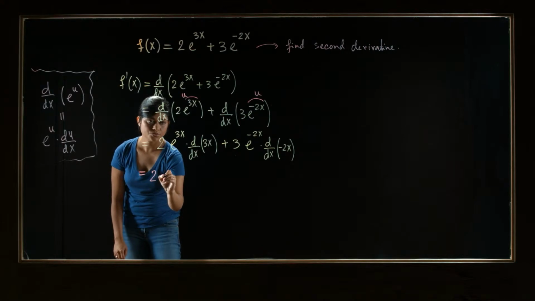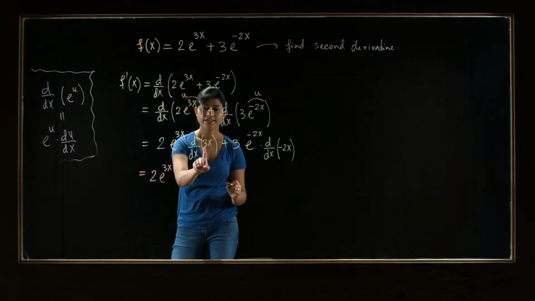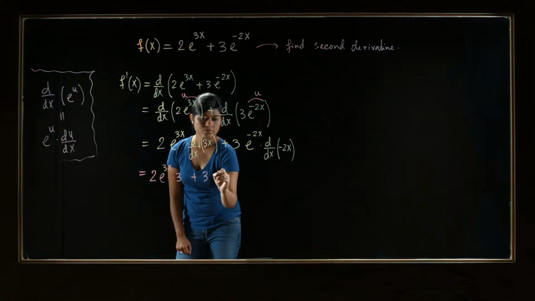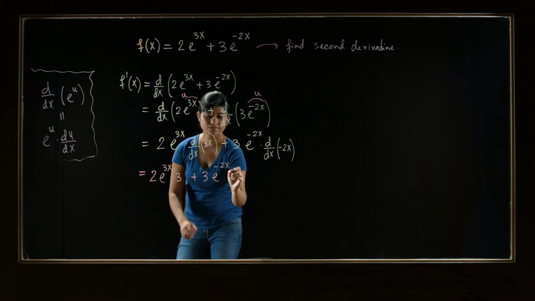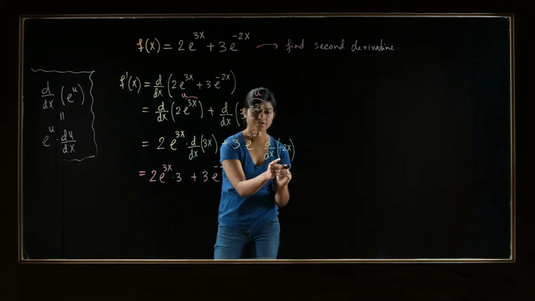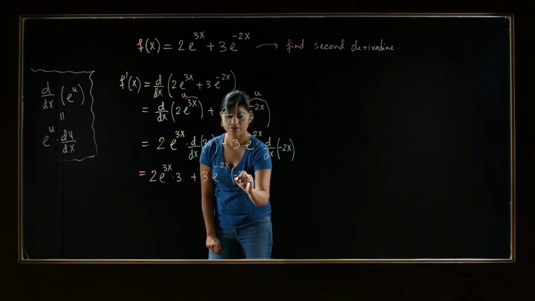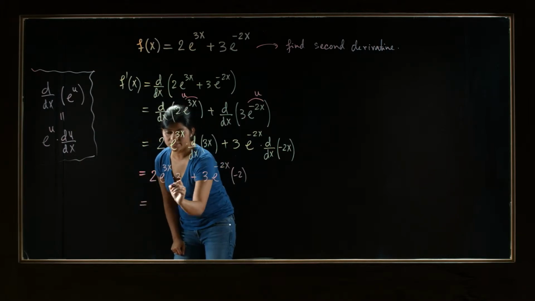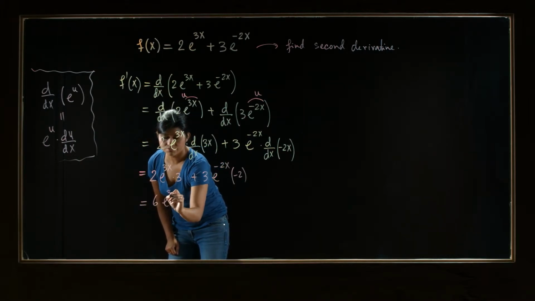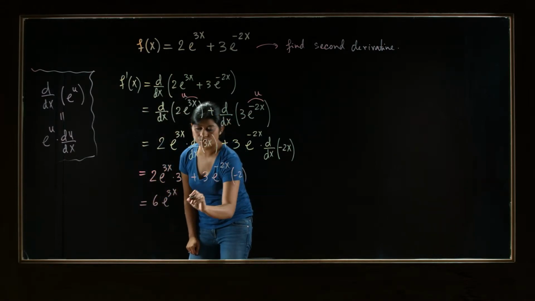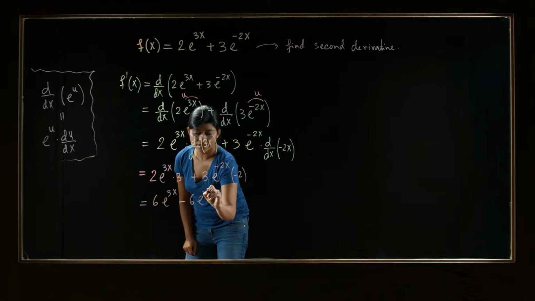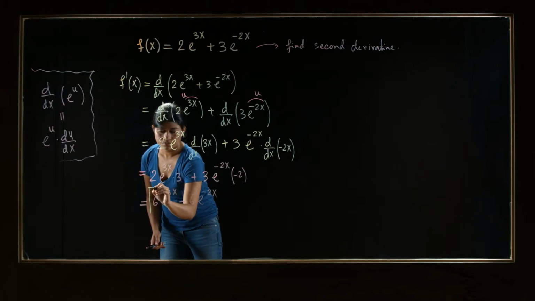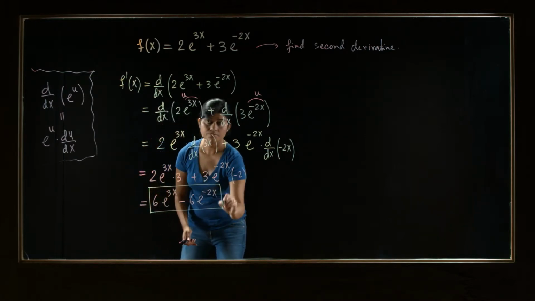Now, let us simplify. This is 2e to the 3x and then d dx of 3x is just 3 times 1, plus 3 times e to the negative 2x, that whole thing remains as it is, and the derivative of negative 2x is just negative 2. Let us multiply these constants together. This is 3 times 2, 6e to the 3x, and this is negative 2 times 3, so negative 6e to the negative 2x. So, this expression is the first derivative of the given function.